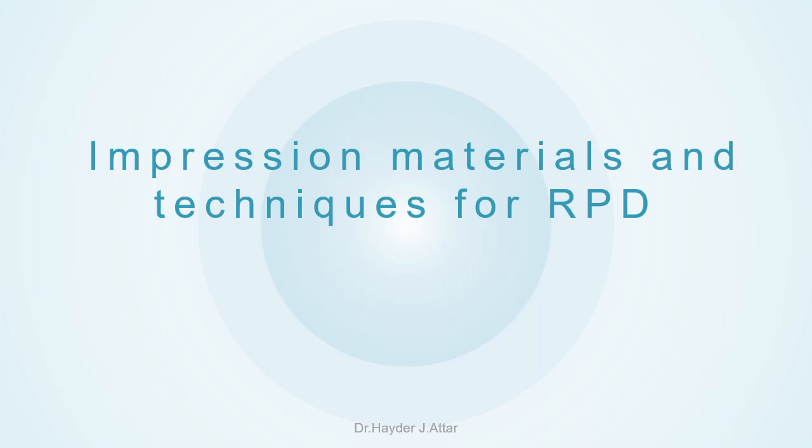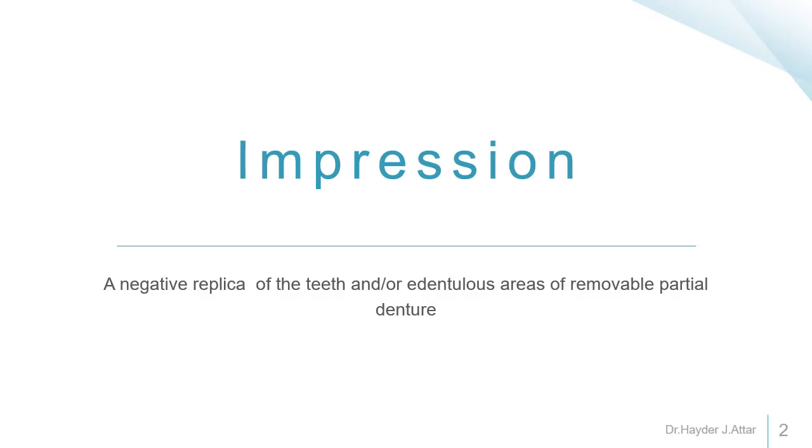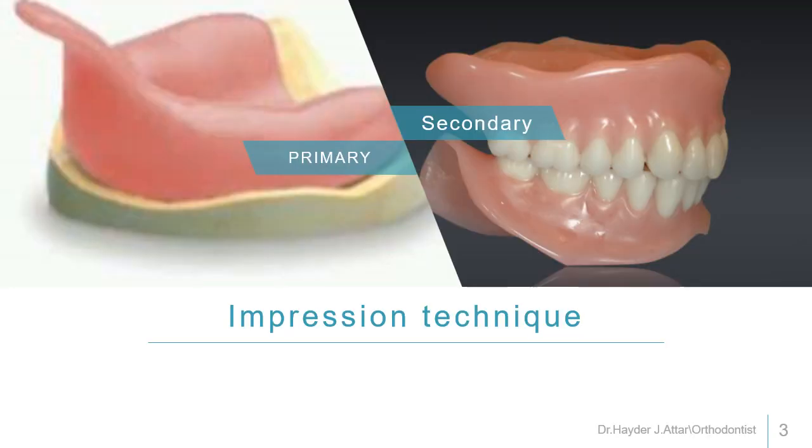Impression materials and technique for removable partial denture. The impression is regarded as the negative replica of the teeth and edentulous area of the removable partial denture. There are two types of impression techniques used in the construction of removable partial denture.